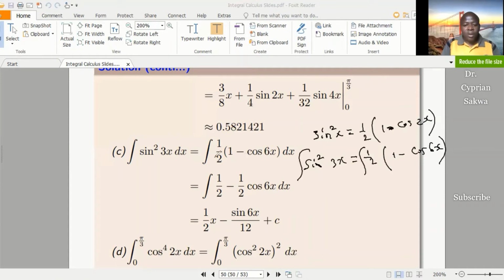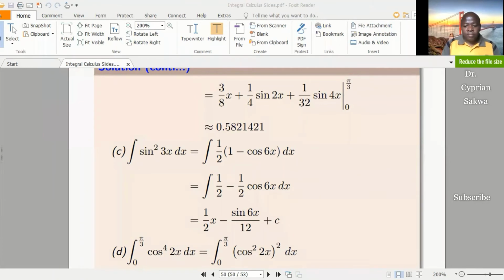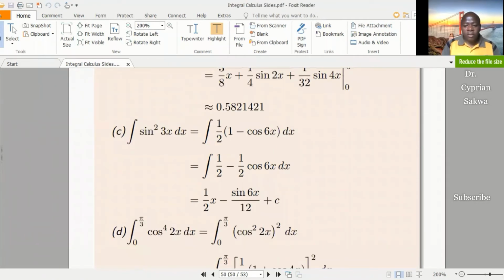That's what I have. So just multiply a half inside. When you multiply a half inside, you have a half minus a half cos 6x dx. And now just integrate this. The integral of a half dx gives you a half x. And this negative I have the constant. So what do I have? This is the half x minus a half multiplied by the integral of cos 6x, which will be sine 6x divided by 6, plus constant of integration. And so simplifying this, you arrive at this. It's now very easy for us because we now know the trick.